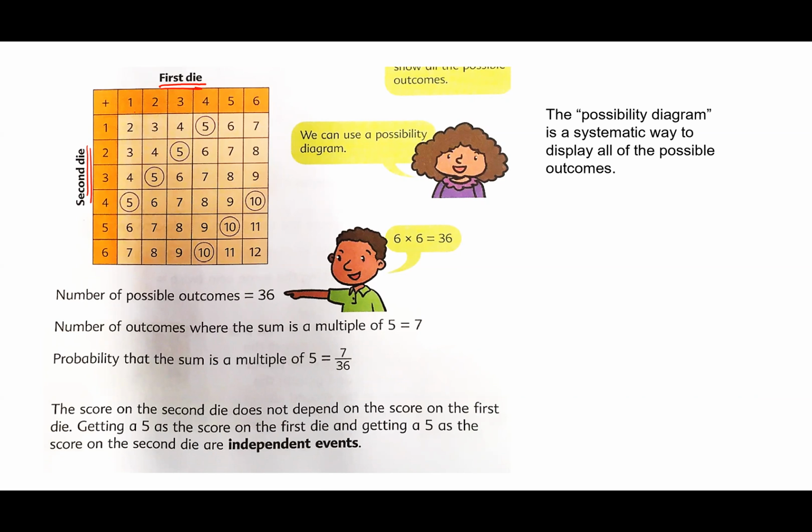Okay, so if I roll a 1 and a 1, what's my sum going to be? 2, right? If I roll a 2 on the first die and a 1 on the second die, what's my sum? 3. Good. If I roll a 3 on the first die and a 1 on the second die, what's the sum? 4. Good job. And so on. You guys see the pattern?